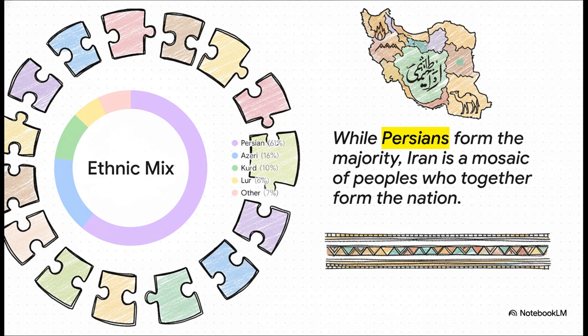Yeah, Persians are the majority, and their language, Farsi, is what ties everyone together. But you've also got huge populations like the Azeris up in the northwest, the Kurds in the west, and the Baloch out east. This internal mosaic, this collection of peoples, that's what really makes up the Iranian nation.